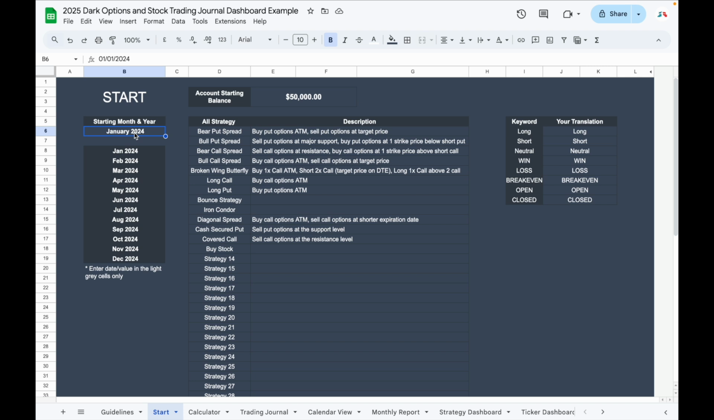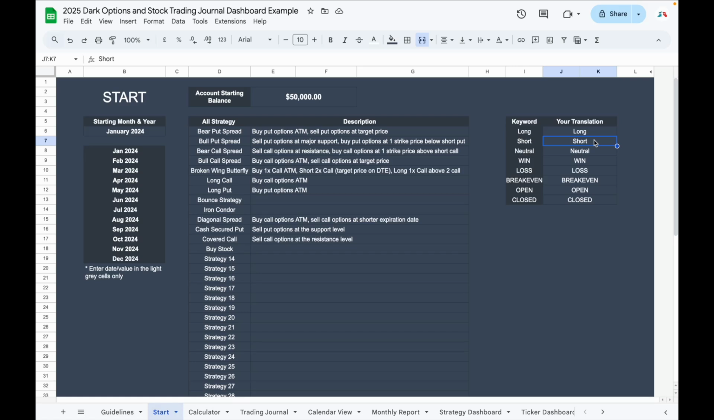Before you start using this trading journal, go to the Start tab to set your starting month and year. You can input any month and year, and the journal will list all the 12 months below. Next, input your account starting capital and add your strategy names under the All Strategy column. You can input up to 30 trading strategies. If English is not your primary language, you can customize some of the keywords in this journal by replacing them.